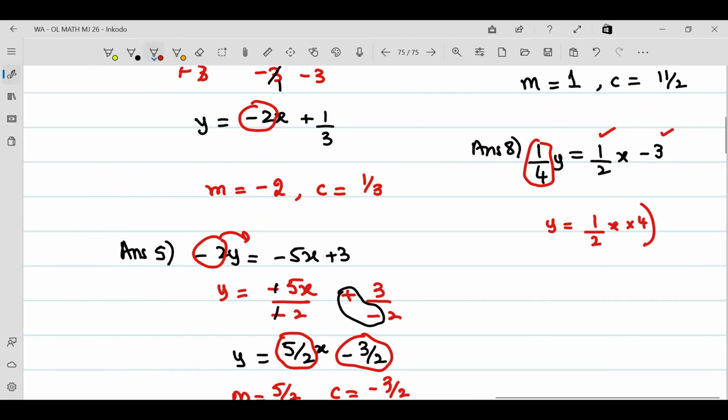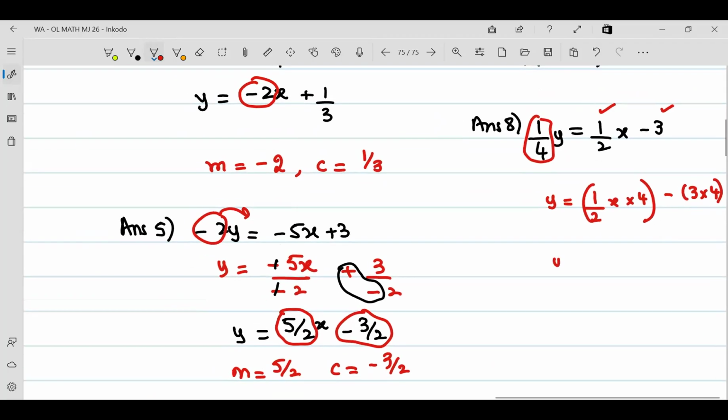I'm doing this in so much detail. Next time, when you're grown up, you can do it directly. And then 3 into 4. Understood? So y would then become 2, 1 times and 2, 2 times. You have 2x minus 3 into 4 is 12.